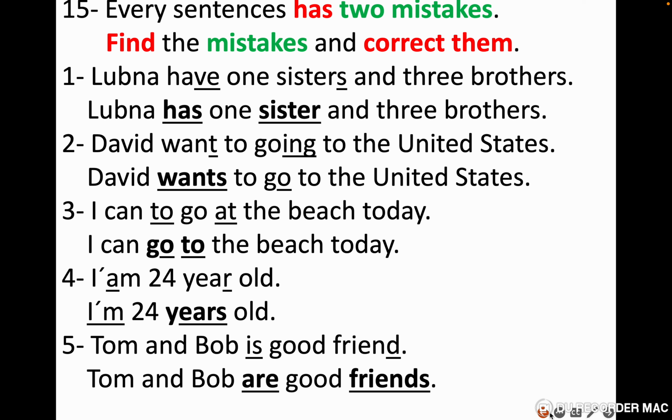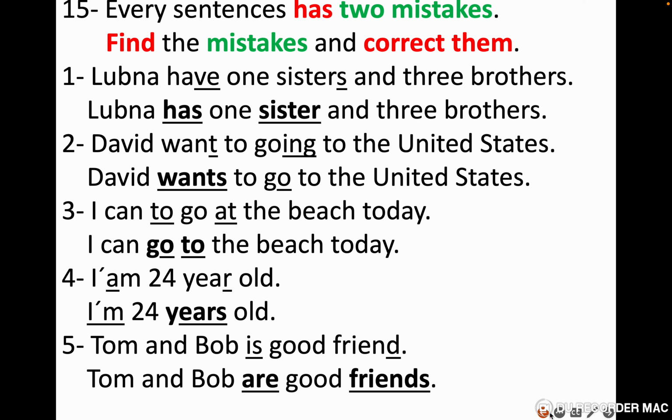Let's go to number 2. David want to go into the United States. So the problem here is with want. With David it means he, and in present simple he wants. David wants. We don't say to go in to the United States, especially after want, so the verb is in the infinitive, to go. He wants to go, not to go in, to go. He wants to go, or David wants to go to the United States.